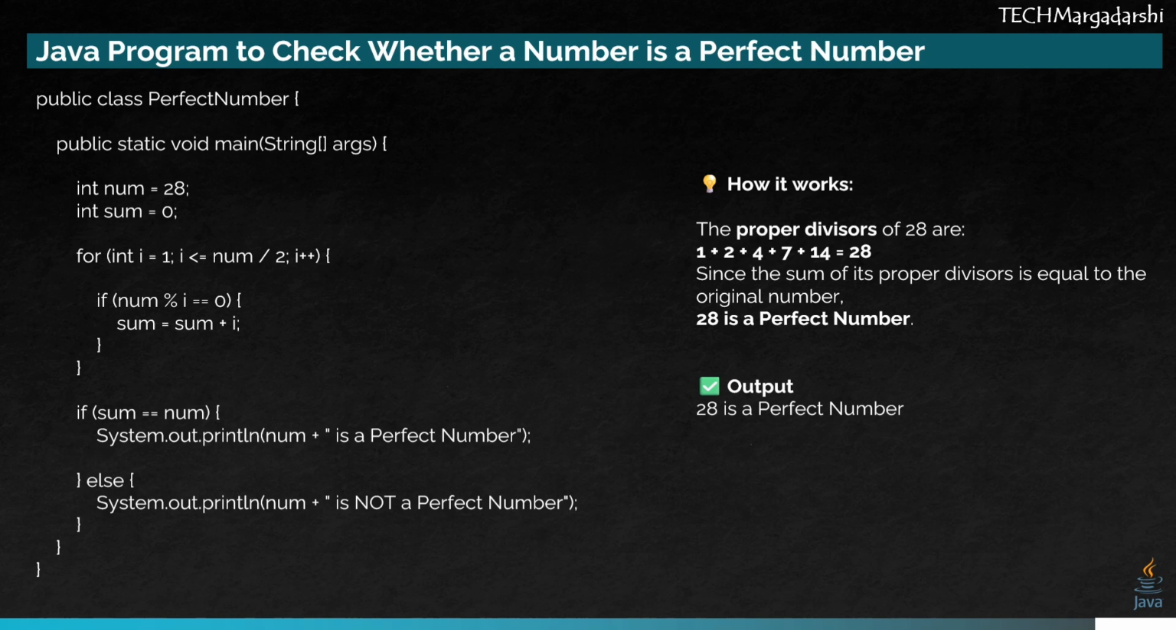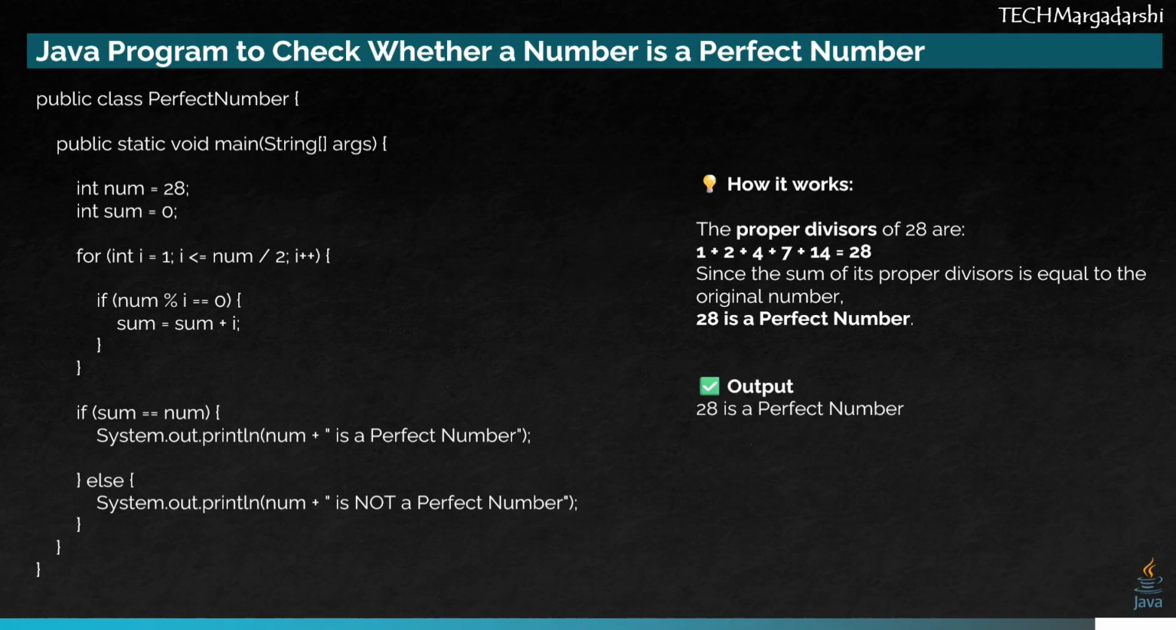That is how to check whether a number is a perfect number in Java. A perfect number is a number whose sum of all its proper divisors, excluding the number itself, is equal to the original number. For example, the proper divisors of 28 are 1, 2, 4, 7, and 14, and their sum is 28. First, we declare the number 28 and initialize the sum variable with 0.